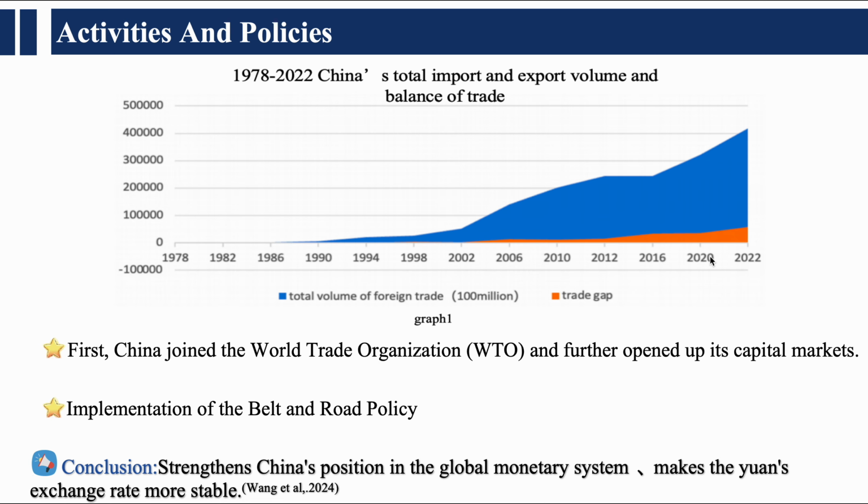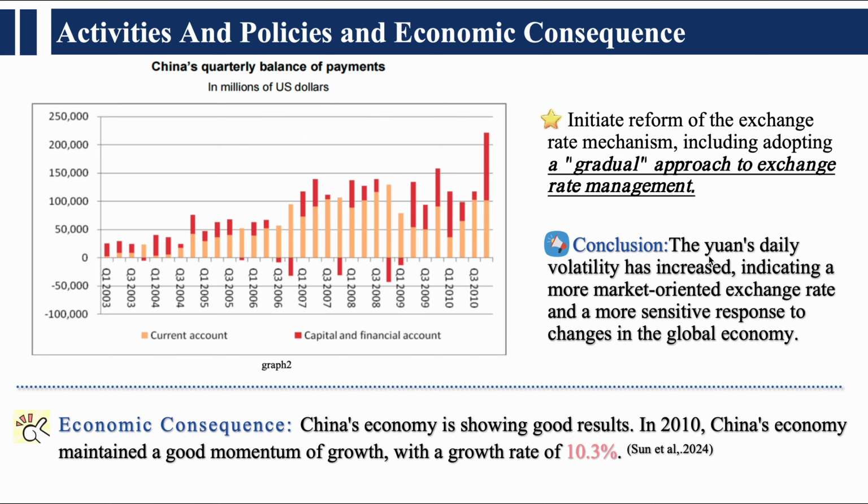These measures enhance China's position in the global monetary system and made the yuan's exchange rate more stable. Another significant step was the reform of China's exchange rate mechanism. Instead of a free floating system, China adopted a gradual approach to exchange rate management. This led to increased daily volatility in the yuan, making it more responsive to global economic changes.